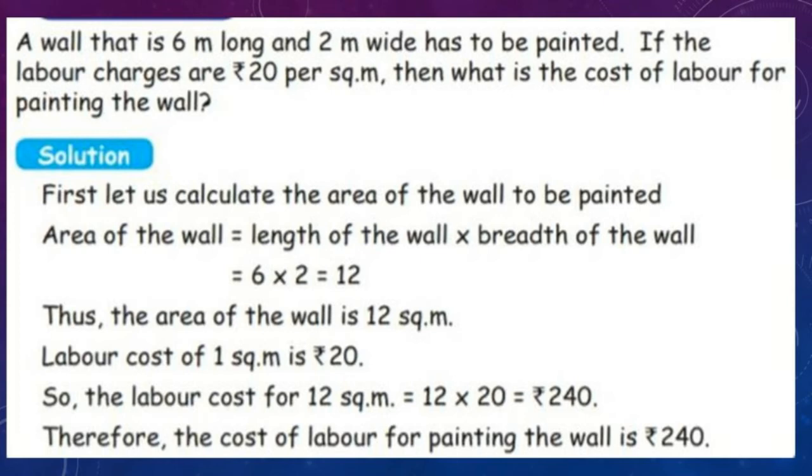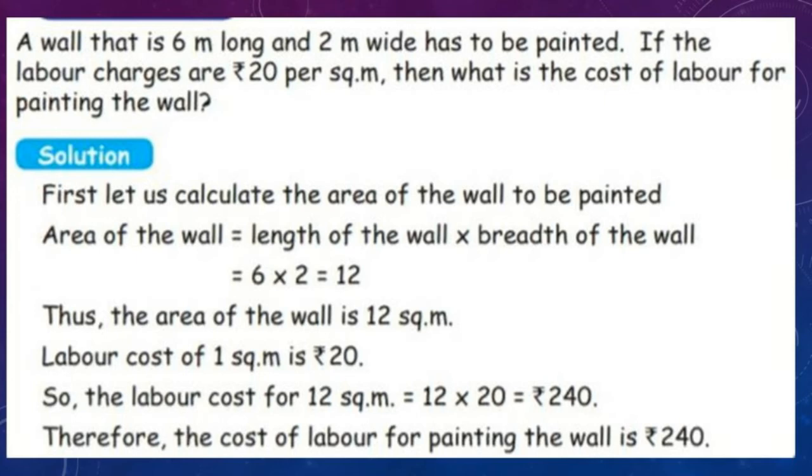First we know length and breadth. That means area of the wall. That means the area of the rectangle equal to length into breadth. Length is what they have given, 6 meter long. So length we have to write 6. The breadth is 2 meter wide. So 6 twos are 12. We know the area of the rectangle. That is area of the rectangle is 12 square meter.